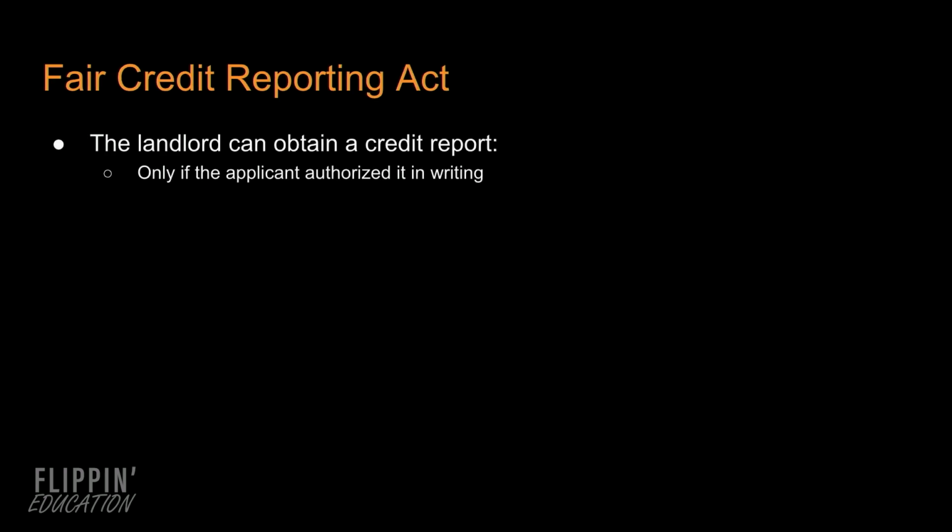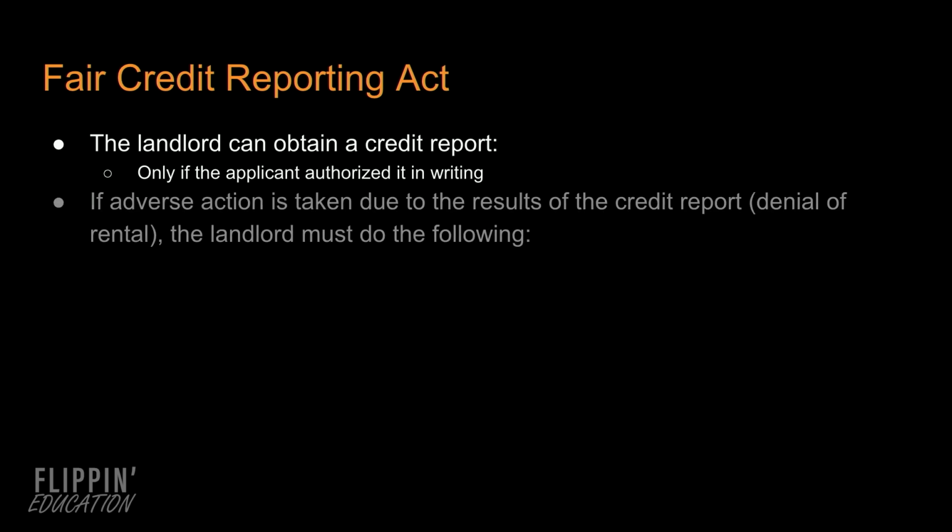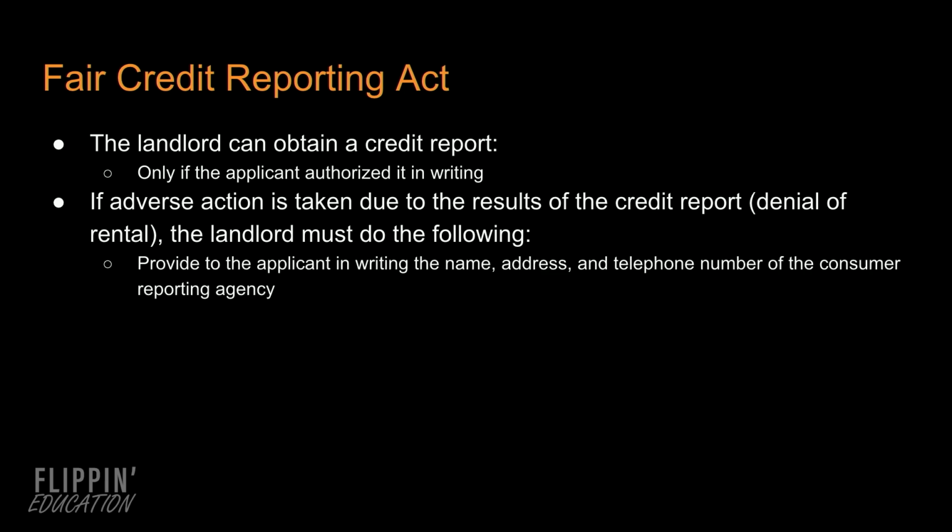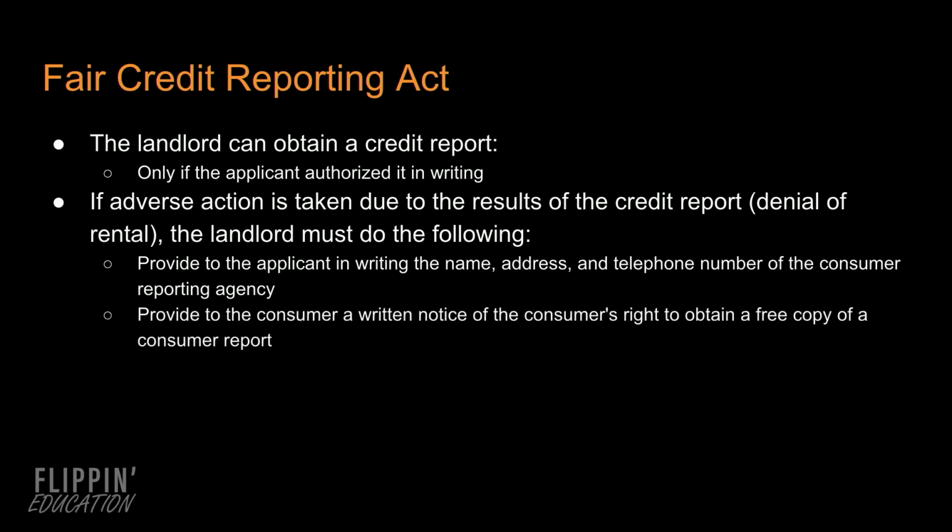Also important is the Fair Credit Reporting Act. The landlord can obtain a credit report only if the applicant authorizes it in writing. If adverse action is taken due to the result of a credit report, for example, a denial of rental, the landlord must do the following. They must provide to the applicant in writing the name, address, and telephone number of the consumer reporting agency. And the landlord must provide the consumer with written notice of the consumer's right to obtain a free copy of their consumer report. Make sure you're following those rules to protect yourself.